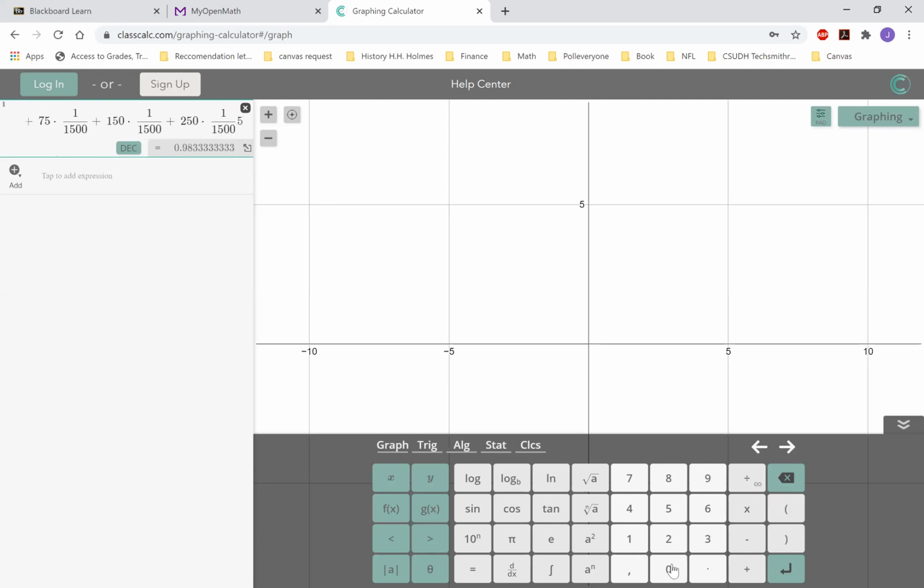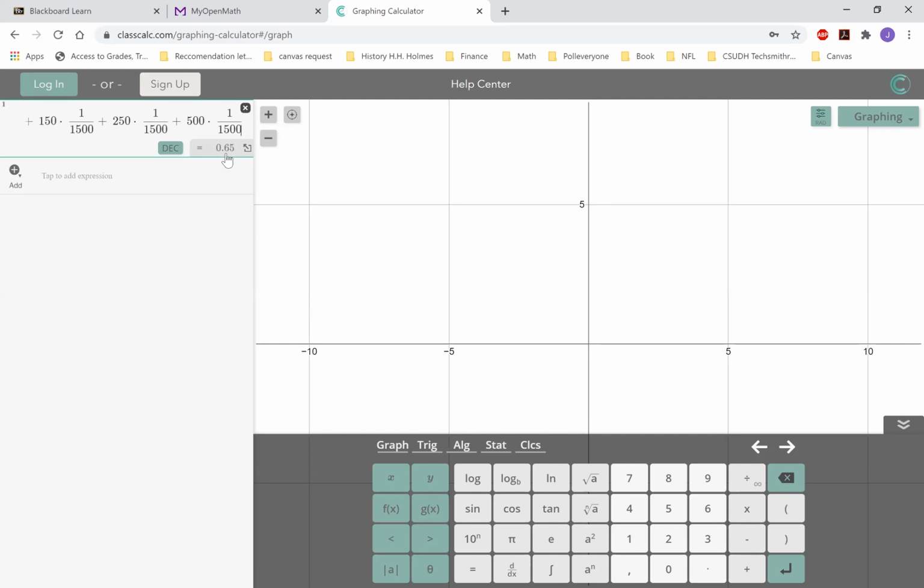And now we're going to do the last one, which is 500. So we'll say 500. Oops, if you look at that, I forgot to put the addition. That's no bueno. Let's do addition. All right. And let's do 500 multiplied by 1 divided by 1,500.